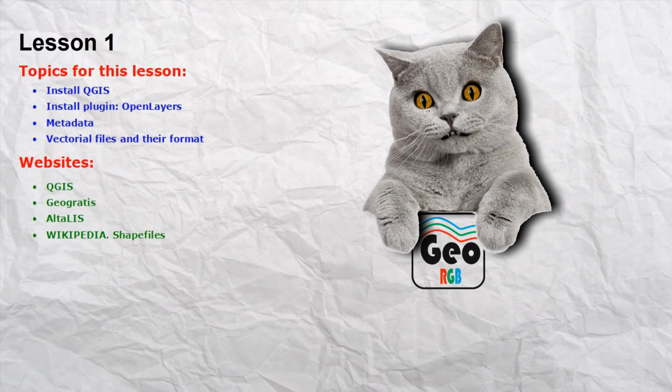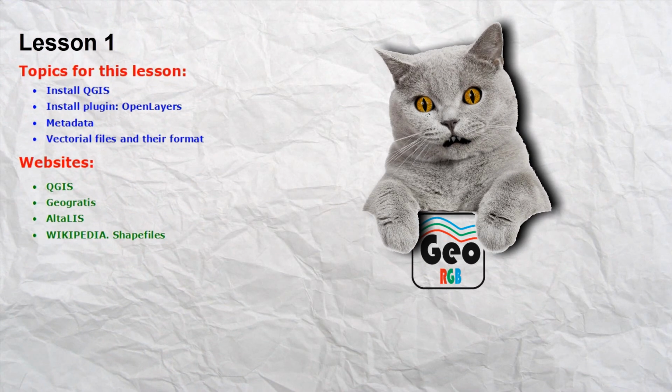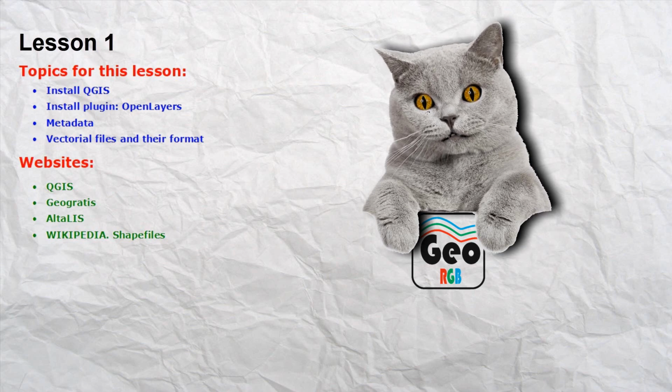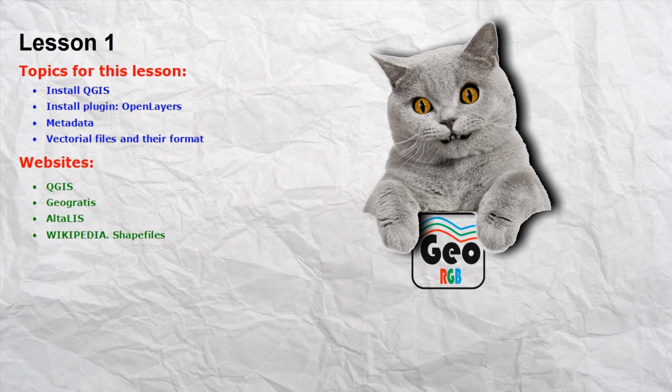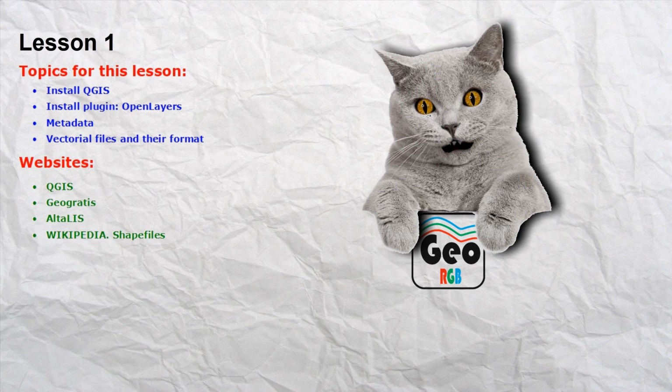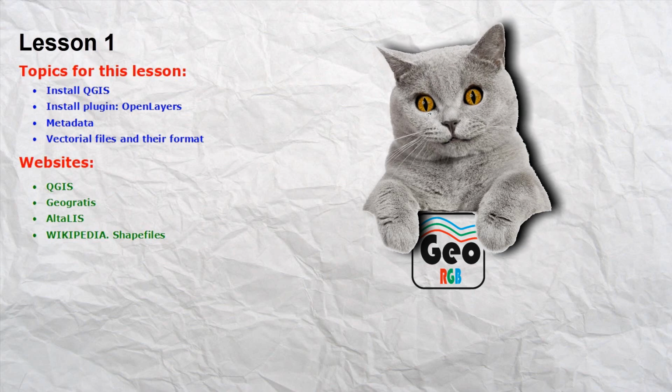The topics for this lesson are going to be install QuantumGIS. After that, we are going to install a plugin called OpenLayers. And also we are going to be talking about metadata, vectorial files, and their formats.